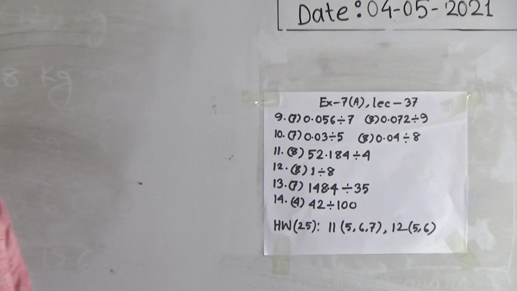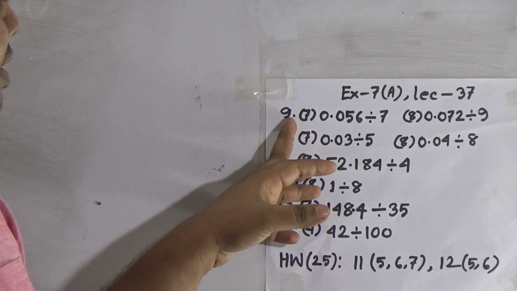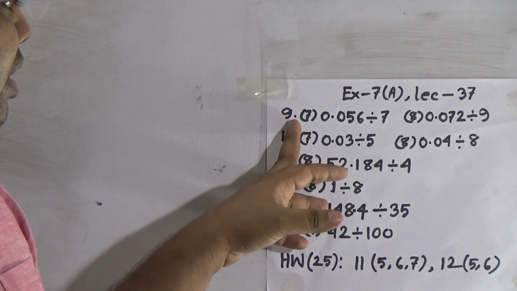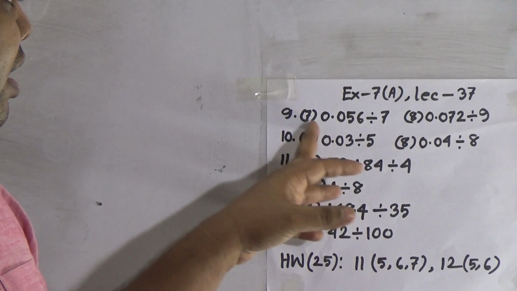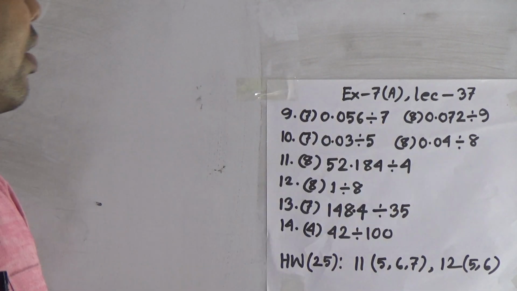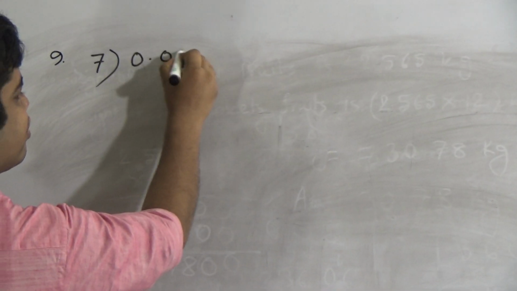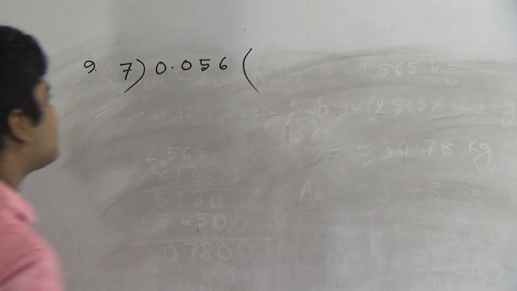Today we shall learn the division of decimal numbers. From question number 9 we shall solve questions 7 and 8. Here 7 is 0.056 divided by 7. So we do it first. 7 is the divisor here and the dividend is 0.056. Dear students, so easy.